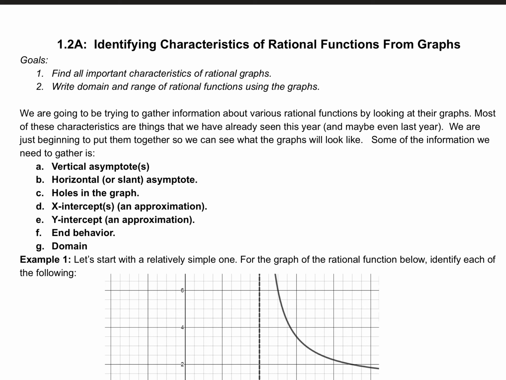Welcome to the video where we're going to talk about how to identify characteristics of rational functions from graphs. We'll be looking at some important characteristics of rational graphs by using just the graph itself today, and making sure that we can write them in the proper notation. Some of the things we're going to be looking for will be vertical asymptotes, horizontal or possibly slant asymptotes, holes in the graph, x and y intercepts, and writing our end behavior and domain.